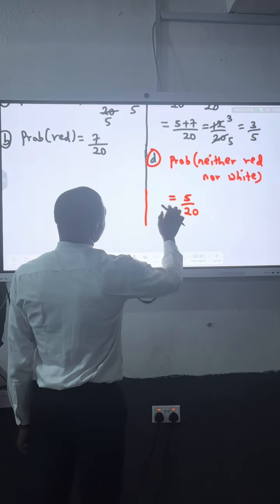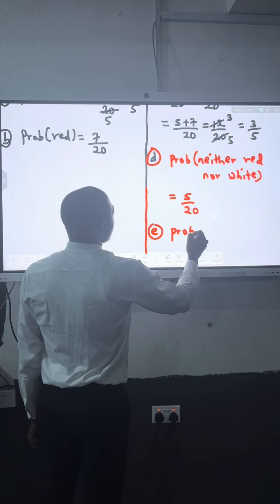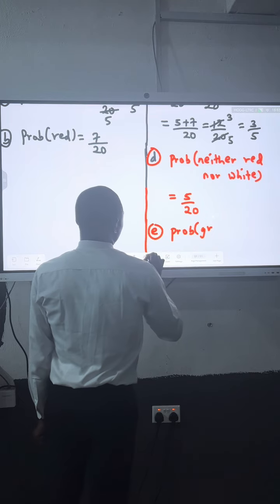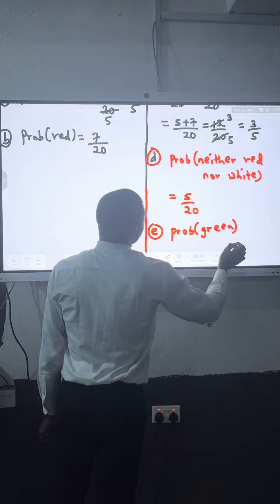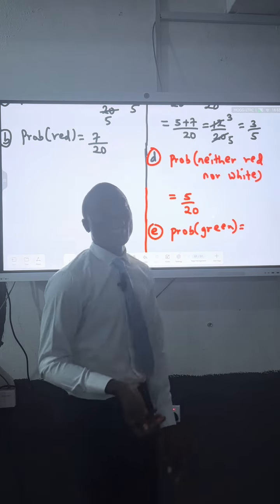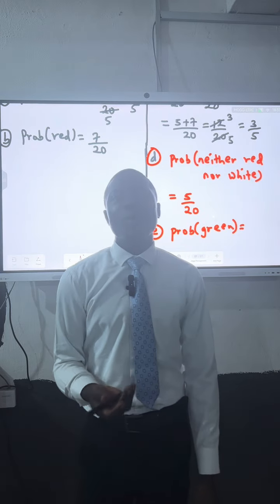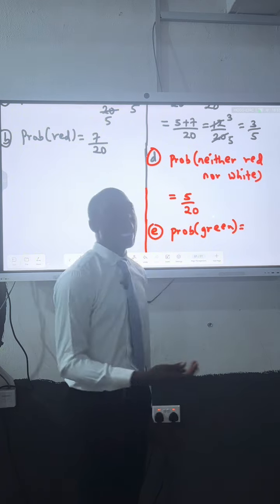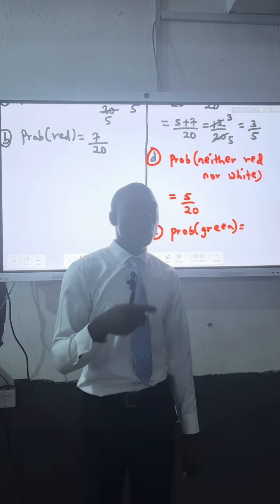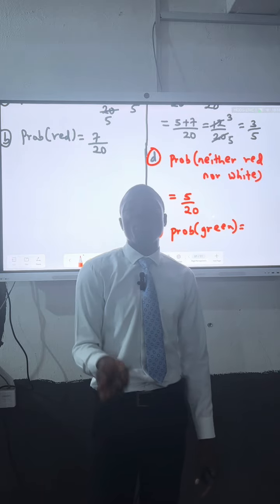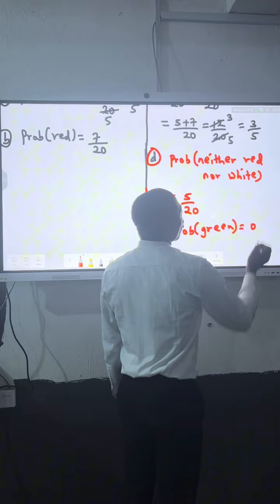And then finally, the last part of the question says probability of green. What do you think is going to be the answer? You have just 3 colors of balls in a box: white, red, and blue. Now they are asking, what's the chance that if you pick a ball without looking, the color is going to be green? The answer is going to be 0.